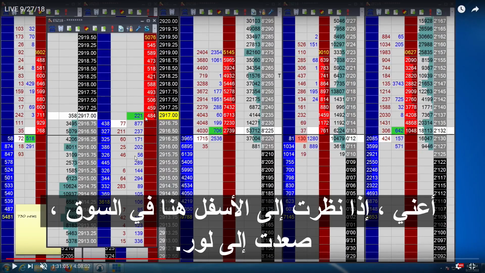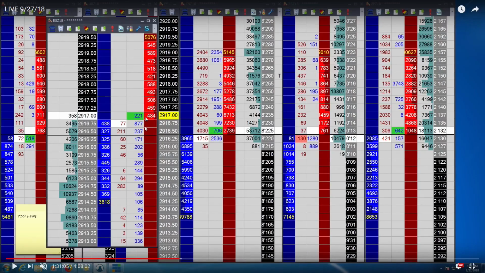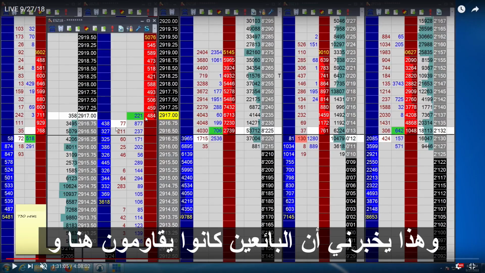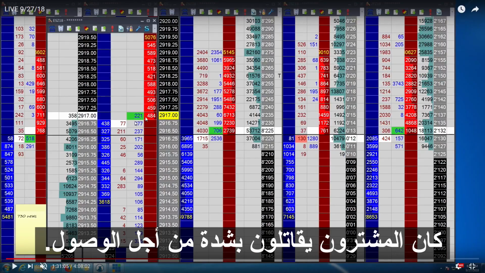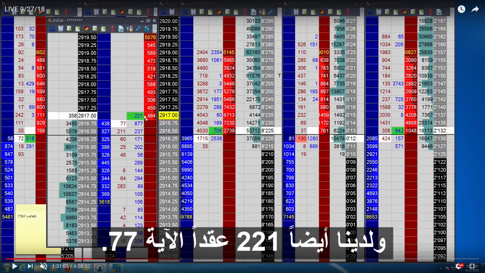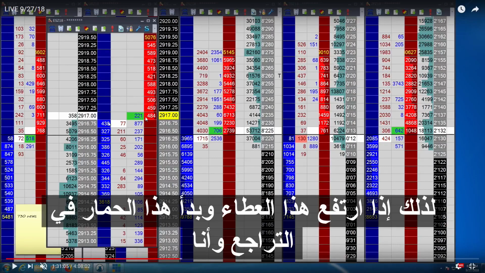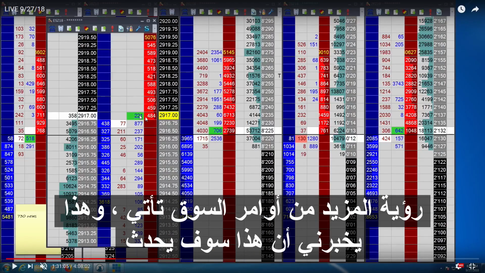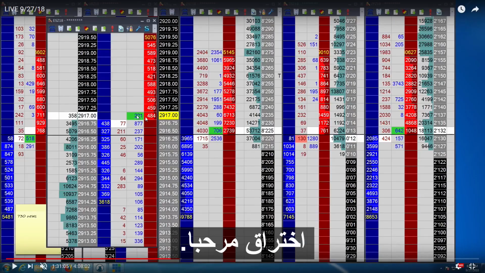If you look down here, the market moved up on lower contracts, and that's telling me the sellers were fighting back right here and the buyers were fighting really hard to get through. Now the buyers have got through this level. Now they're trading up here, and we have yet another 221 contracts versus 77. So if this bid pumps up and this ask starts to drop away and I'm seeing more market orders come in, that's telling me this is going to break through the high.